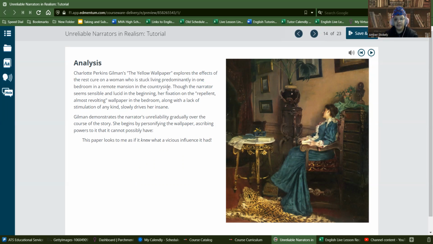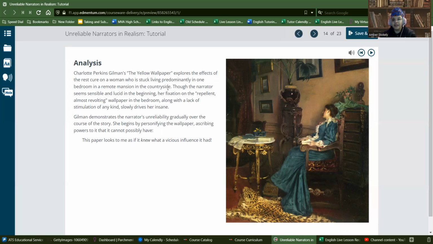She's lucid. That means that she seems self-aware and managing and sensible in the beginning. She starts to fixate. That means becomes laser focused on repellent yellow wallpaper in the bedroom. So she's fixated on the wallpaper. She describes it as repellent, almost revolting. So she's repulsed by it. She thinks it's terrible. And along with the lack of stimulation of any kind, so she's basically trapped in a room by herself, it slowly drives her insane.